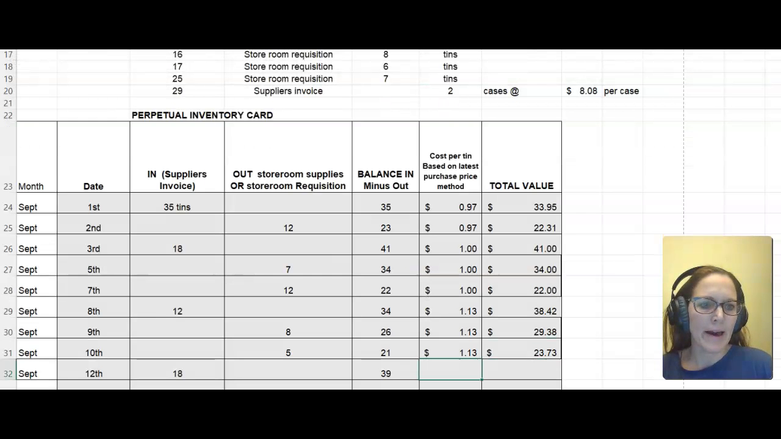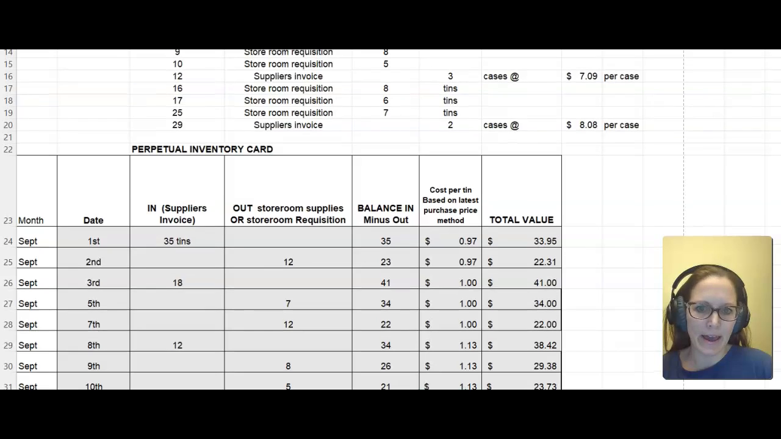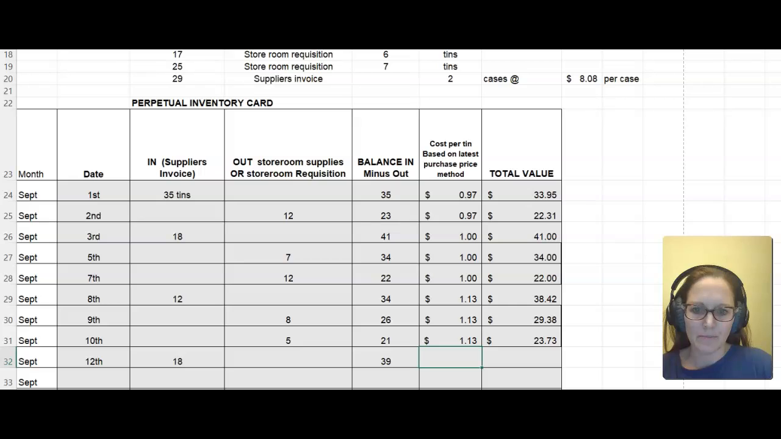So this time I've added 3 cases and they are $7.09 per case. So I'm going to do equals 7.09 divided by 6. So now, same thing, I'm going to do my equal sign. I'm going to do my 39 times my $1.18, and that gives me $46.09. So I'm looking at my paperwork here and it should be $46.02.